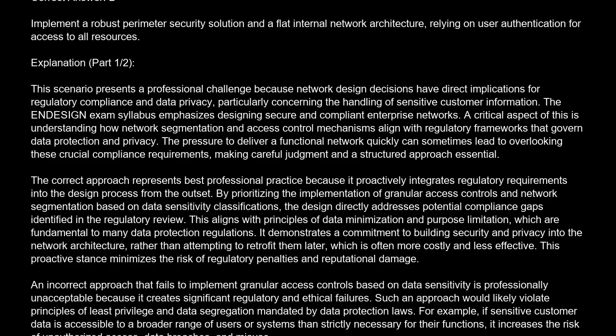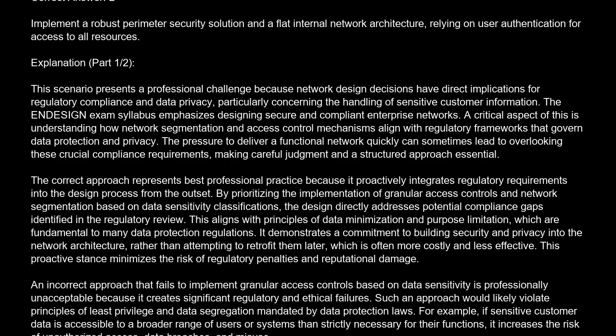The correct answer is D. Implement a robust perimeter security solution and a flat internal network architecture, relying on user authentication for access to all resources. Explanation. This scenario presents a professional challenge because network design decisions have direct implications for regulatory compliance and data privacy, particularly concerning the handling of sensitive customer information.